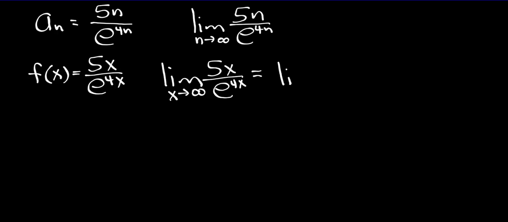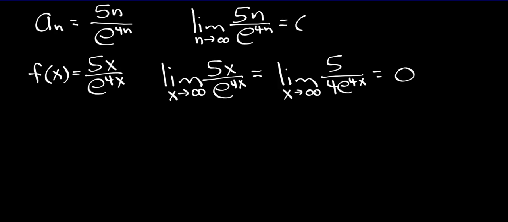So let's use L'Hopital's rule. We've got the limit as x goes to infinity of 5 over the derivative of the bottom, which is 4e to the 4x. Now, if you let x go to infinity, it's very clear. You've got this constant up top and this exponential function on the bottom. It's very clear that limit is 0. So this limit is 0. Okay, let's look at another one.